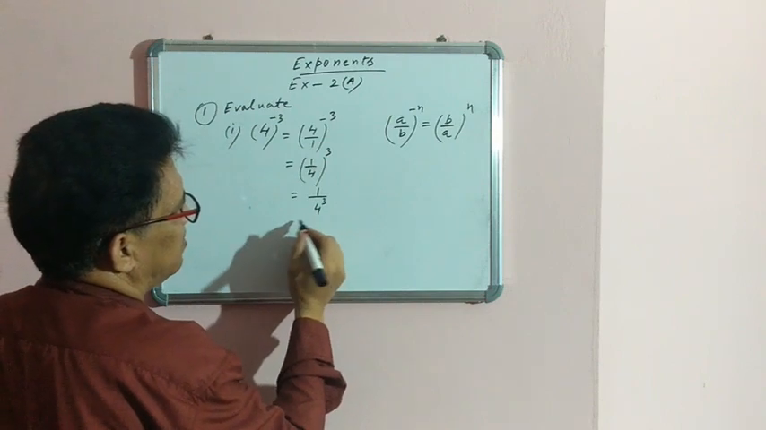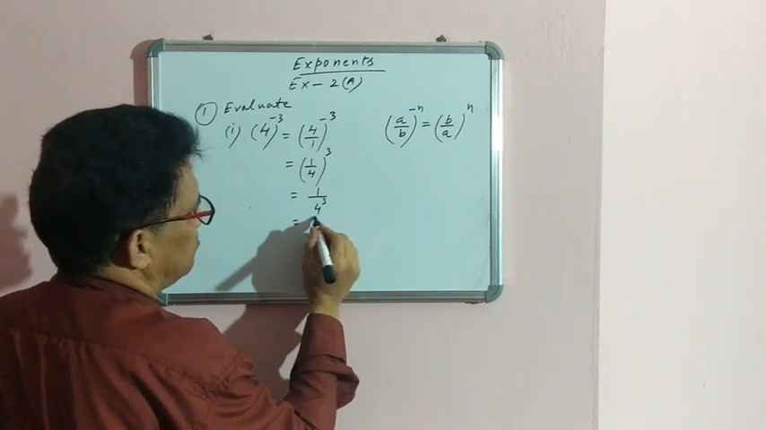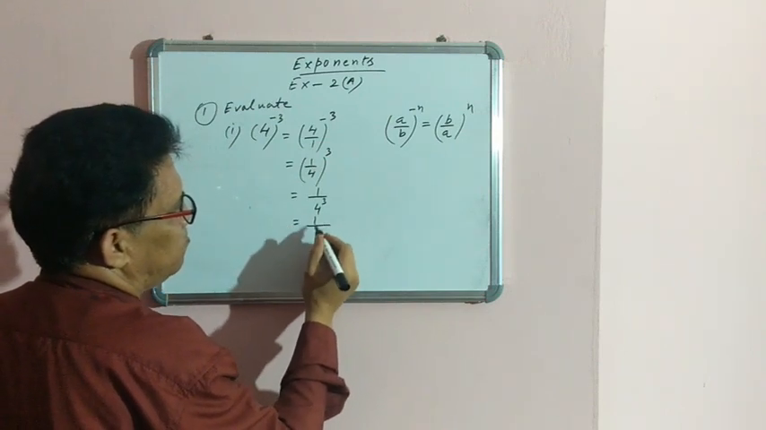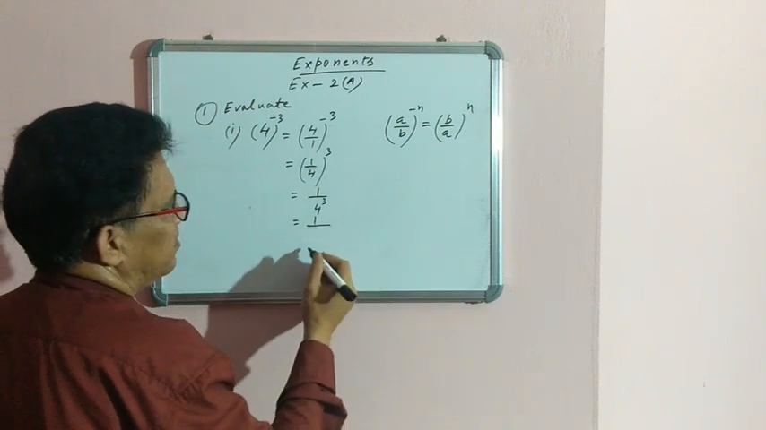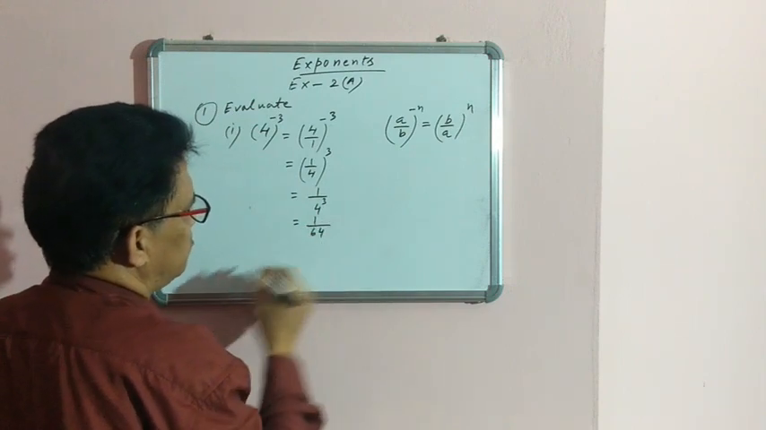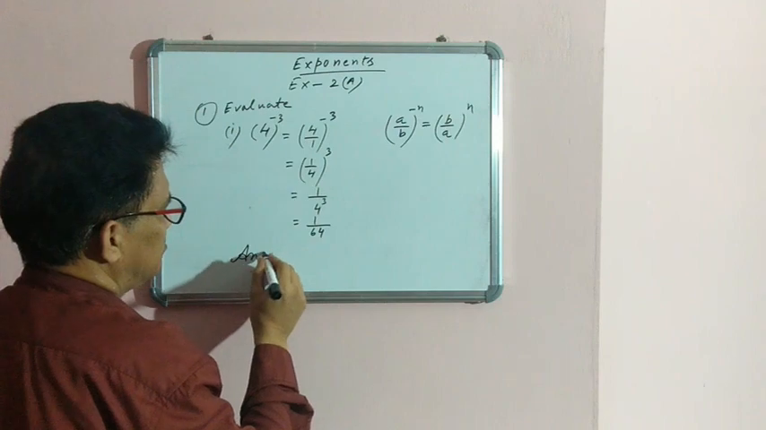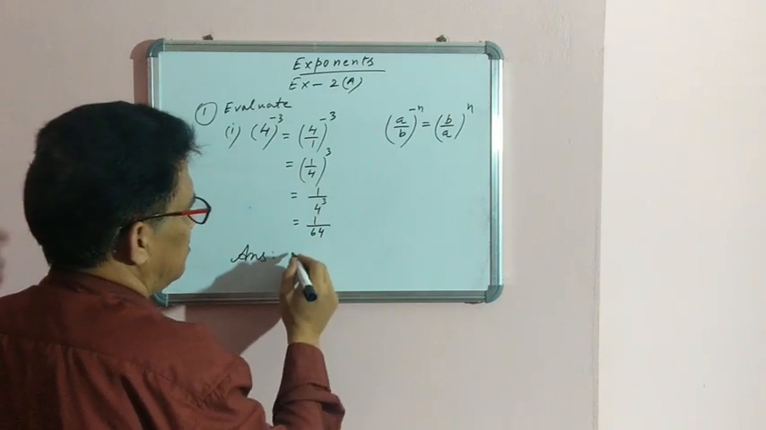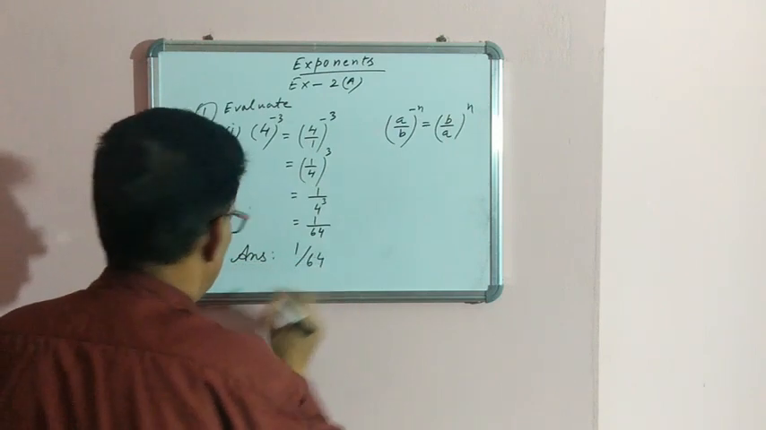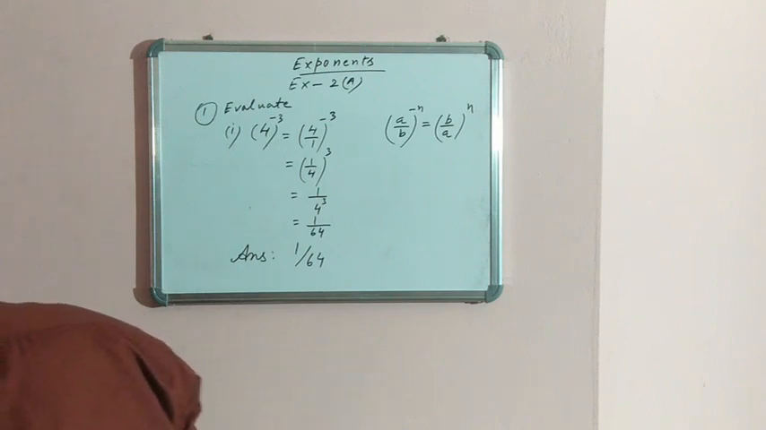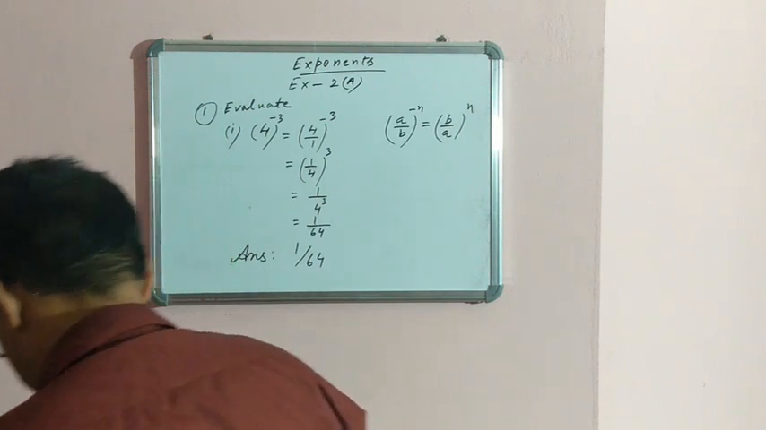So further you can write it as 4 into 4 into 4. So you are getting 64. So the answer is 1 upon 64. Now I am coming to the next part.